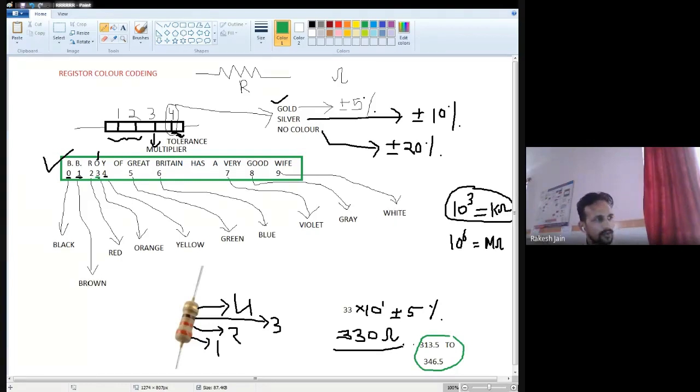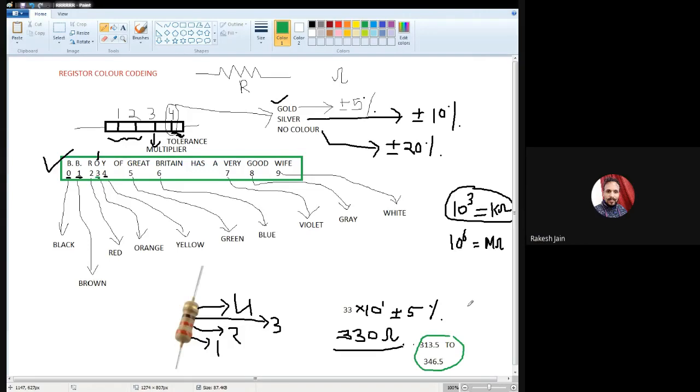Okay, so I used these three examples just to show you. I think that you understand finding out the value of resistance.